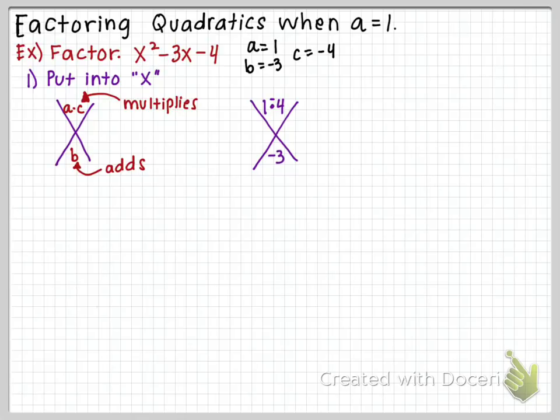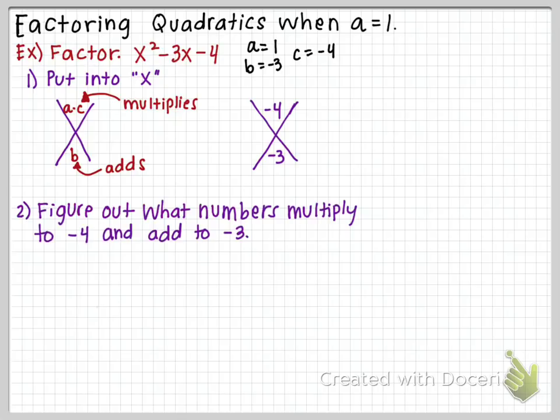So this is telling us, and also let's multiply. What's 1 times negative 4? That's just negative 4. So let's multiply that and just put it negative 4. So we have to find a number that multiplies to negative 4 and adds to negative 3. All right, so let's think about the factors of negative 4. We have to figure out what numbers multiply to negative 4 and add to negative 3.